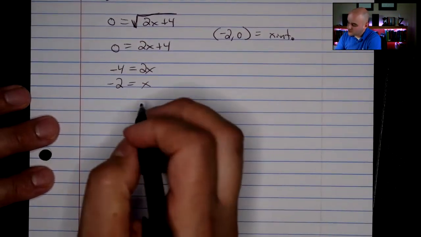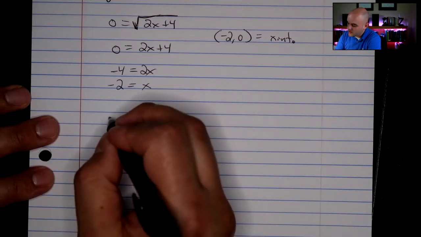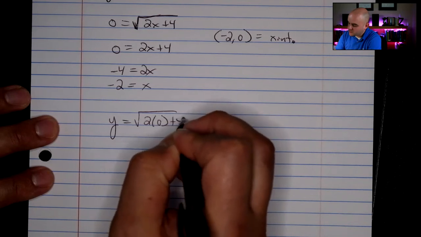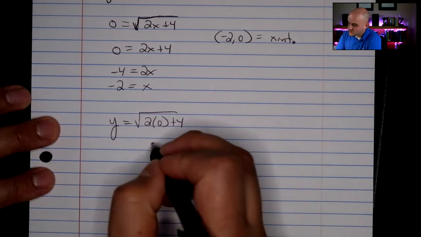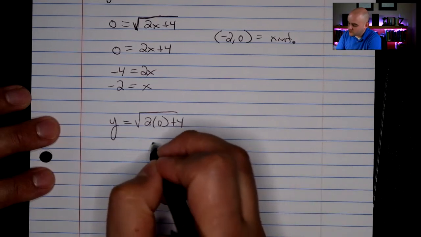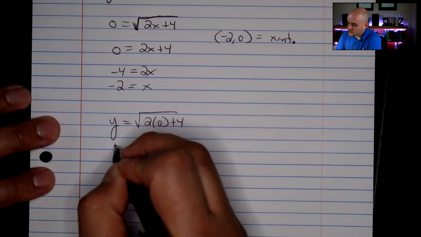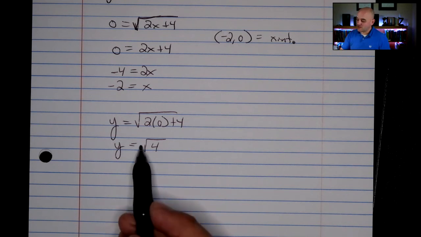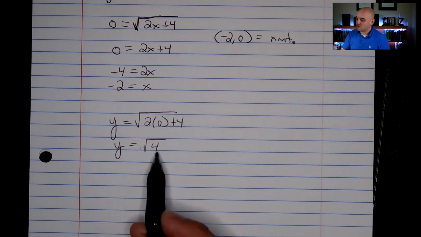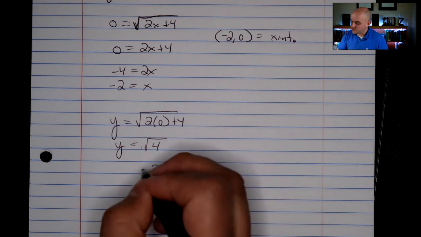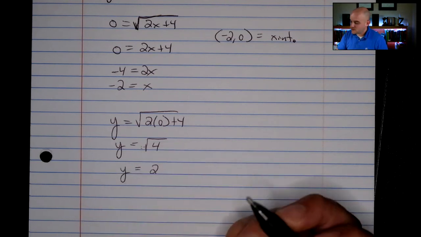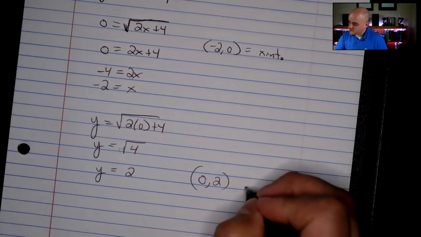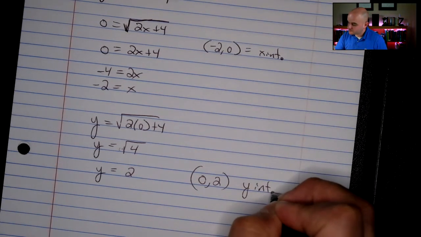And then for the other one, we're going to put 0 in for x. So y equals the square root of 2 times 0 plus 4. 2 times 0 is 0, and 0 plus 4 is 4. Now, in this case, we did not introduce the radical. It was already there. They wanted the positive root there. So this is just going to be positive 2. So when x is 0, y equals 2, that is my y-intercept.